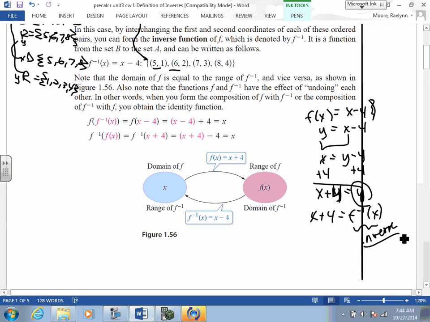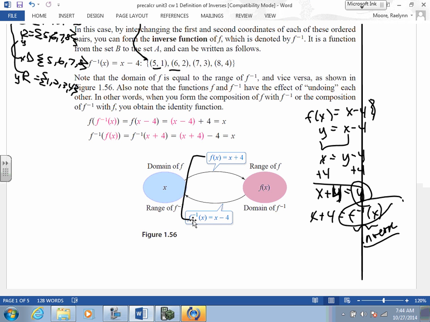That's my inverse, f to the negative 1. So whenever you take your equations and you interchange your x and your y, and you solve for your new y, you're going to make it say f to the negative 1. So this shows you two equations that are inverses of each other. Their domain and their ranges swap out, one swaps out to the other.